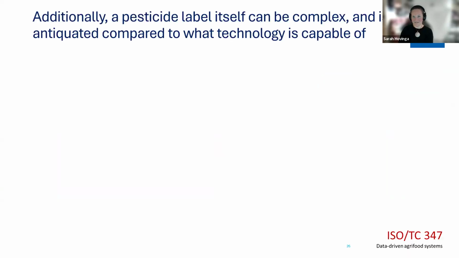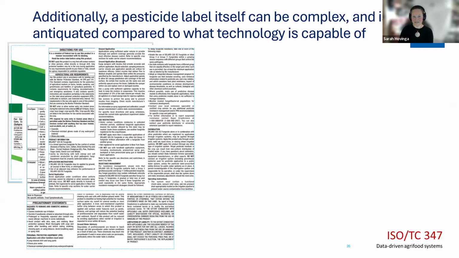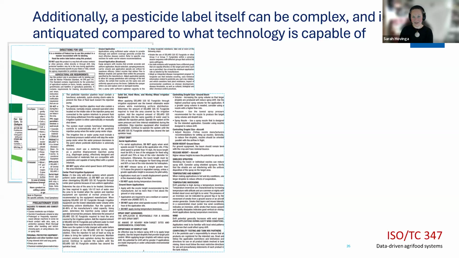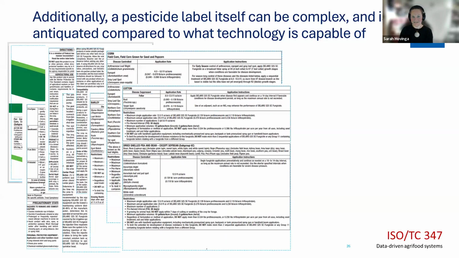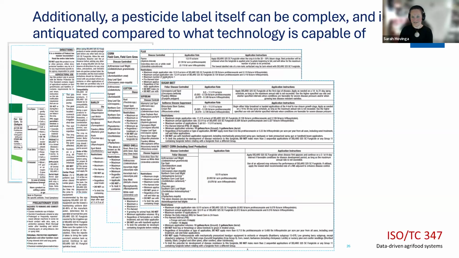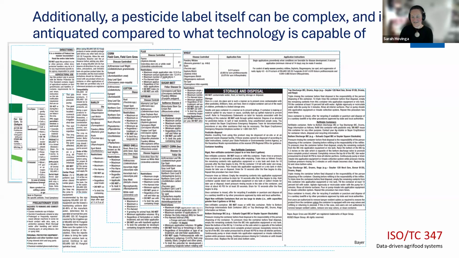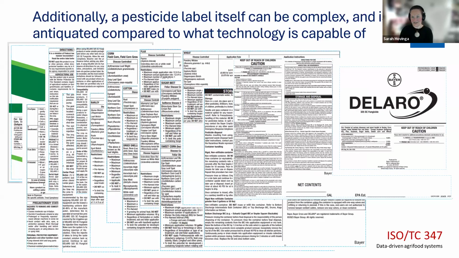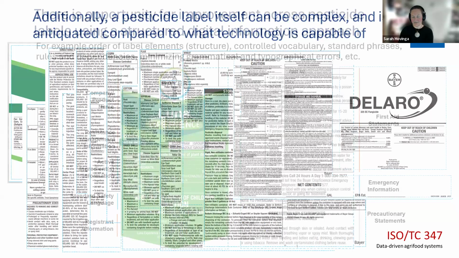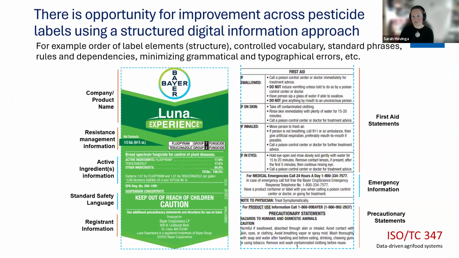And then Monty showed some pictures of the label. I took one of our labels and just screenshotted the whole label. So this is complex, and it has the opportunity to improve. There's some order there, which is great, but this is antiquated, especially if you're talking about a paper-based system compared to what the technology that we've been talking about is really capable of. And so there is this opportunity.